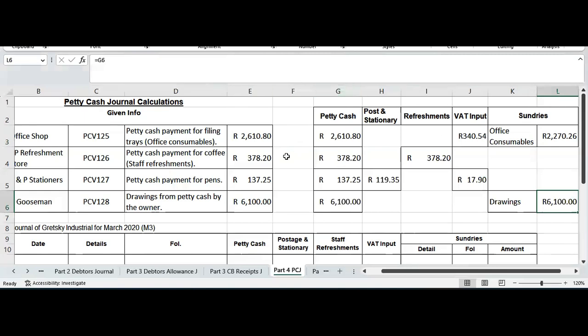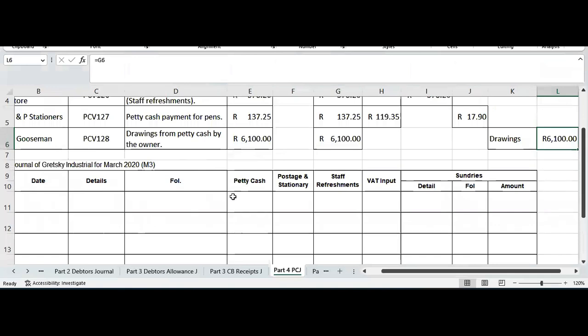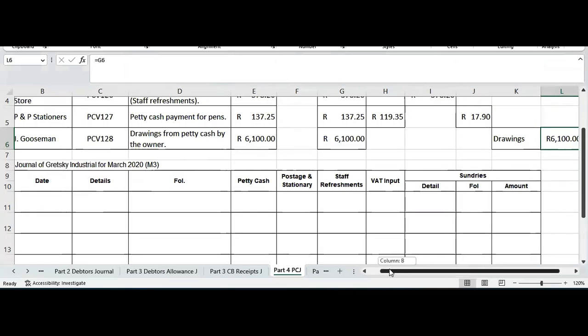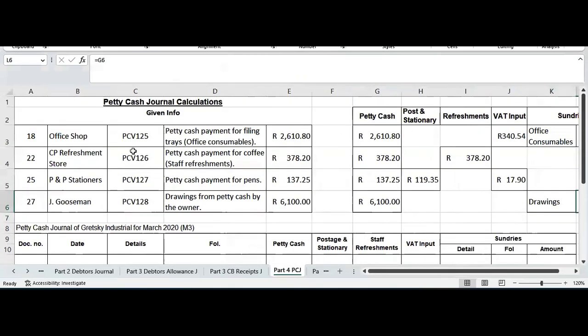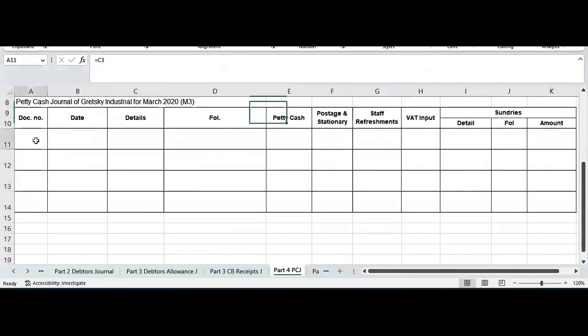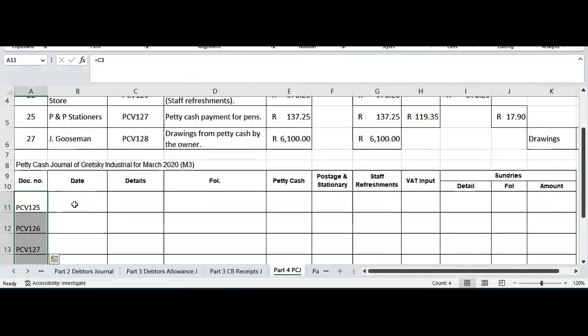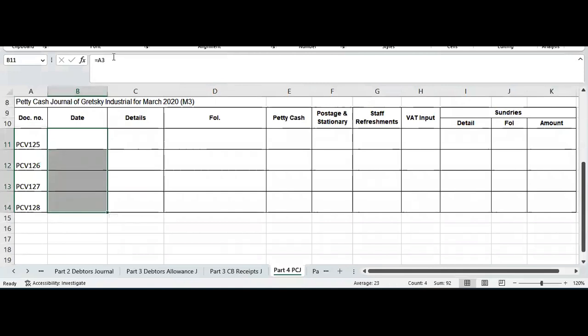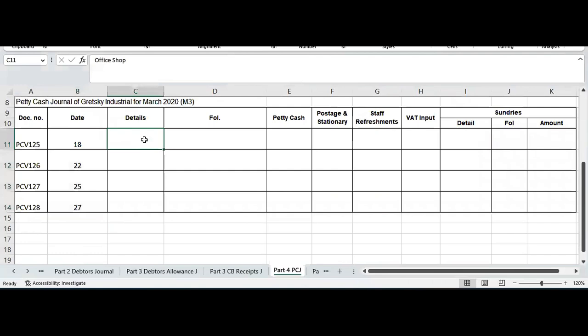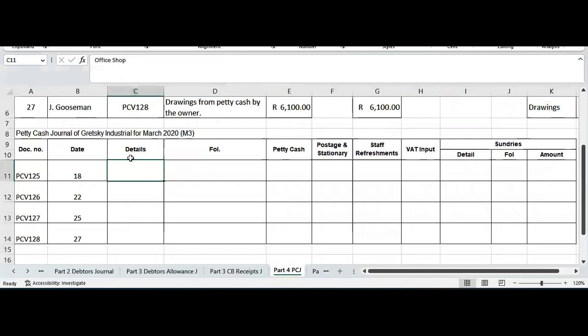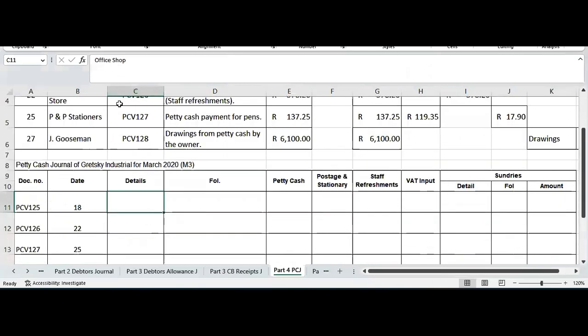Okay, and now that we've done it, all those details can now be transferred to our petty cash journal. So document numbers we were given, so we can just copy those document numbers. We were given the dates, so we can just copy those dates. Okay. The details, we have the details there, but we might write it a little bit shorter. So I just said the detail there is office shop, the vendor.